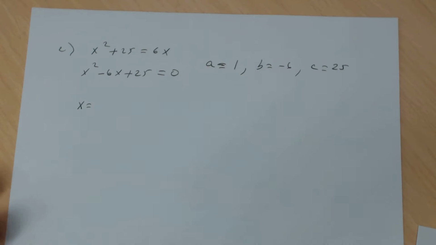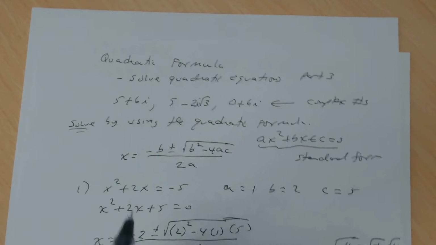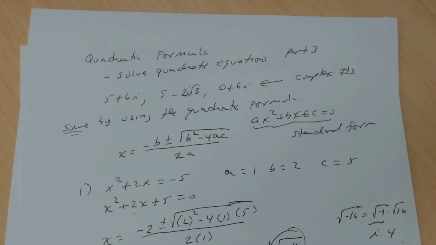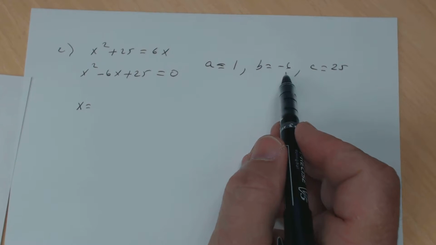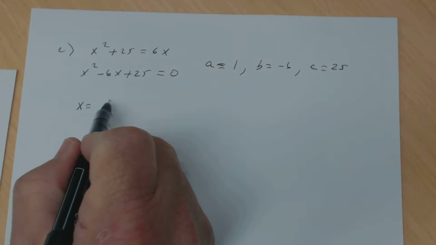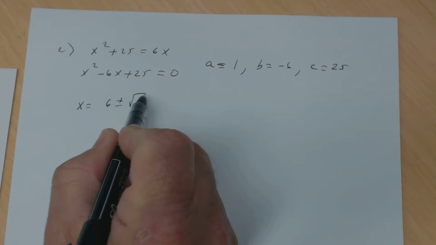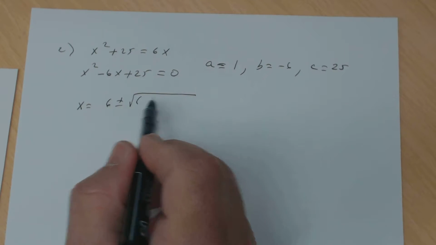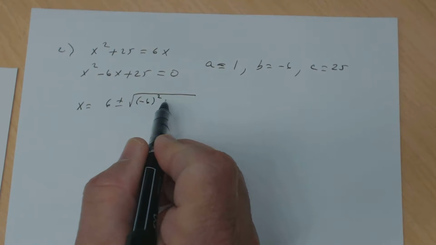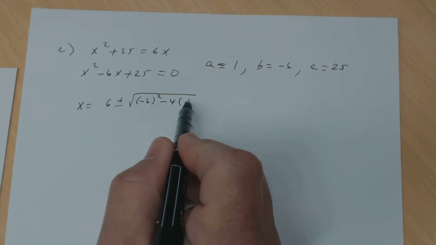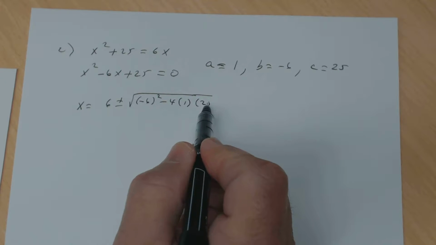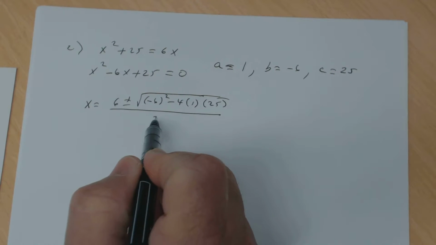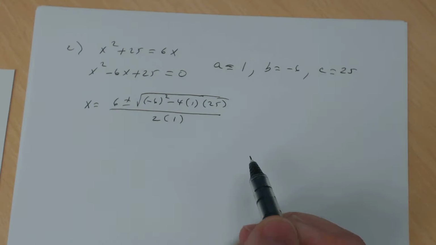Plugging these back into your formula, you get x equals the opposite of b. Remember your quadratic formula. The opposite of b: if b is -6, the opposite of -6 is +6, plus or minus the square root of. And again, put all these in parentheses. So b, which is -6, but I'm squaring it, minus 4 times a, which is 1, times c, which is 25, all over 2 times a, which is 1.